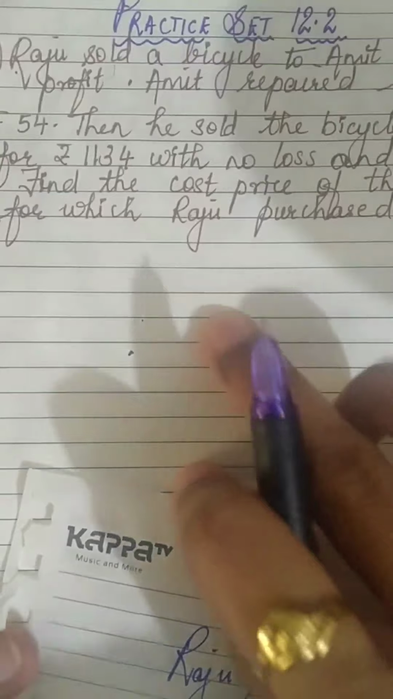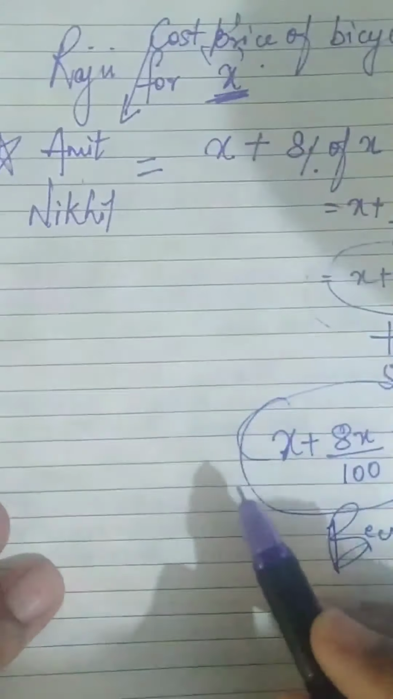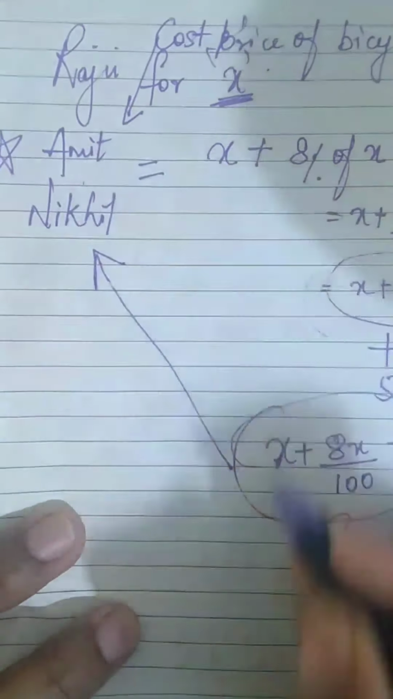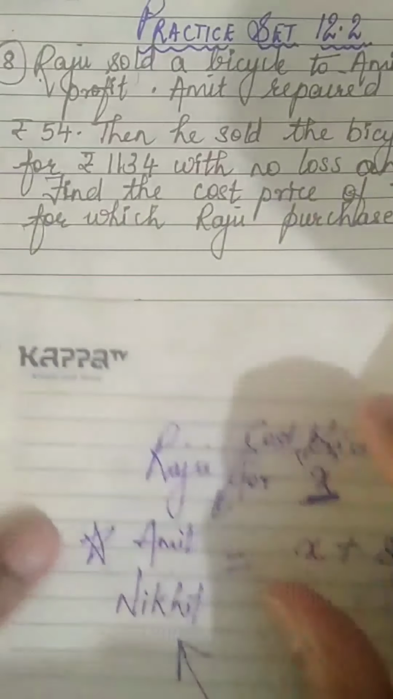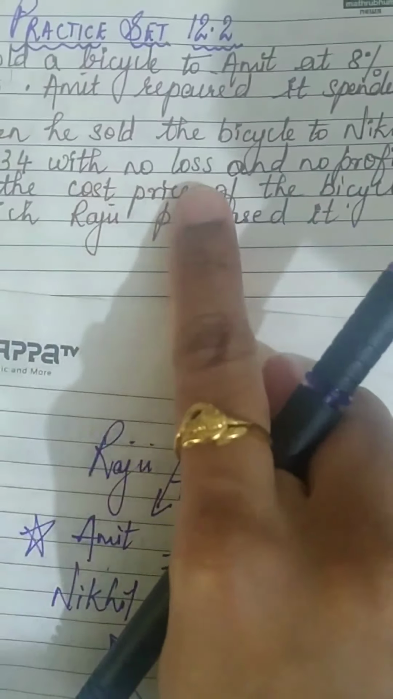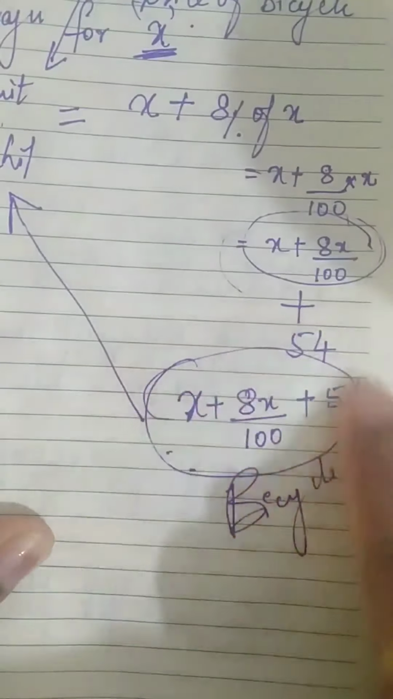Now what is happening? After all this repairing, he sold the bicycle to Nikhil for 1134 with no loss, no profit. Amit had spent this much money, and he sold the bicycle to Nikhil at the same rate. Instead of using the words same rate, they just tried to confuse you. No loss, no profit means the price at which he bought is the price at which he sold. At what price Amit had purchased it, that is, for purchasing he had to spend this much, no? The 54 also went from his pocket only, no?